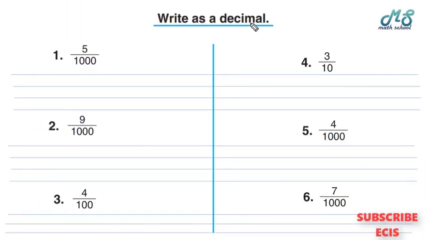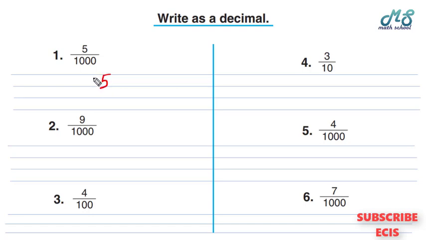Next, write as a decimal. How can we write the decimal form if we have the fraction form of the number? The denominator may be 10, 100, 1000. Number 1, 5 over 1000. How can we write the decimal form? If the denominator is 1000, just insert the decimal point after 3 digits from the right. So it's equal to, just write 5. You have to insert the decimal point after 3 digits from the right. So you have to insert double zero.